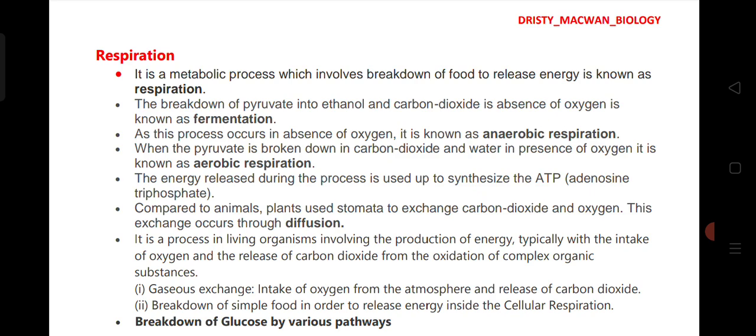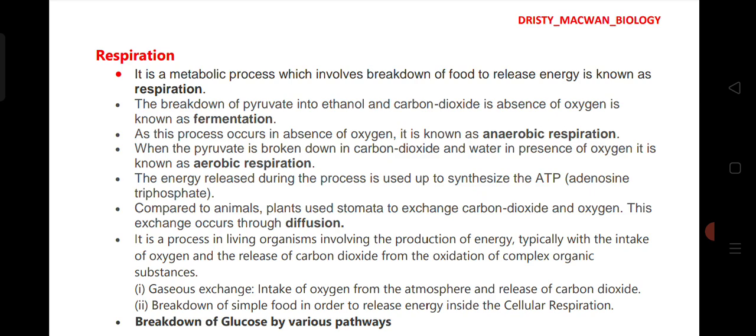So respiration is a metabolic process which involves the breakdown of food to release energy. Whatever food we are taking in is broken down to release energy, and this energy is useful for performing several metabolic processes. So that is known as respiration.